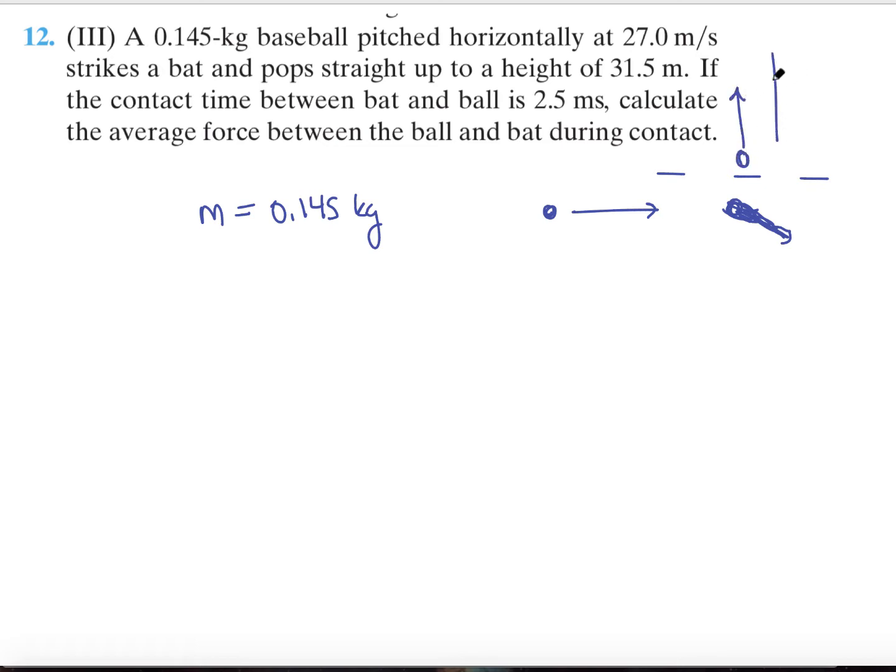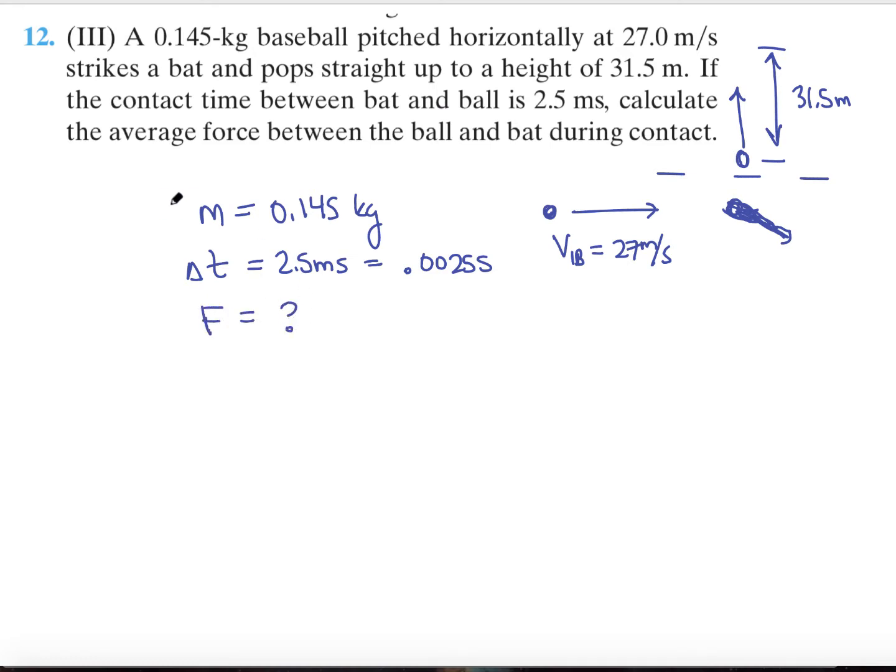and reaches some maximum height of 31.5 meters. So let's see. V1 for the ball is 27. And it's in contact with the bat for 2.5 milliseconds. So our delta t here is 2.5 milliseconds, which is the same as 0.0025 seconds. Okay, very short time. We want to know the average force between the ball and the bat during this period of contact.